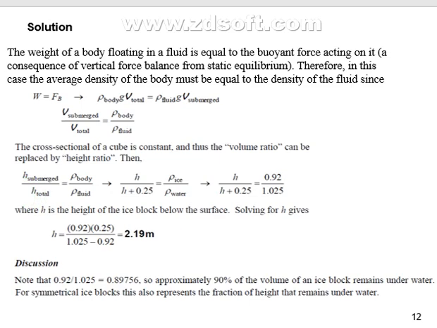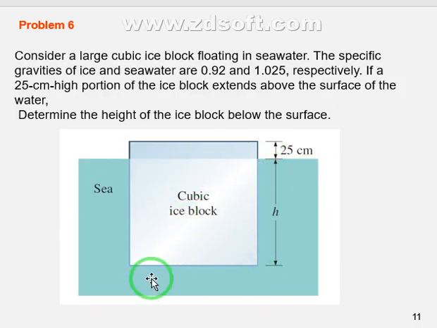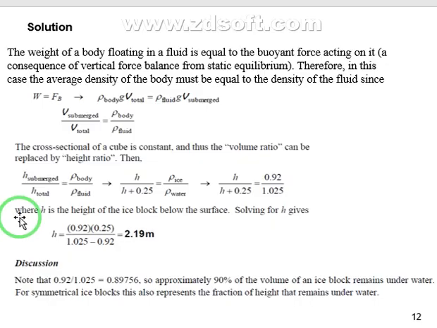We do a force analysis. The weight of this immersed body is going to equal the buoyancy force. So what is the weight? It's rho body, the ice, g, V total, volume total. F buoyancy is rho fluid, g, V submerged. Okay, that's fine. So how can I do the calculation?